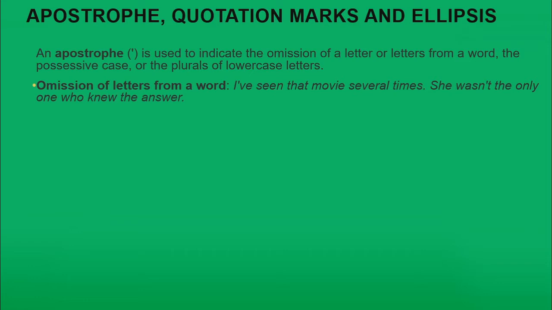Examples of apostrophe in use include omission of letters from a word. For example, I've seen that movie several times. She wasn't the only one who knew the answer. Okay, so here we can see that we have used an apostrophe for omission of letters. I've means I have. Wasn't means was not. Right.